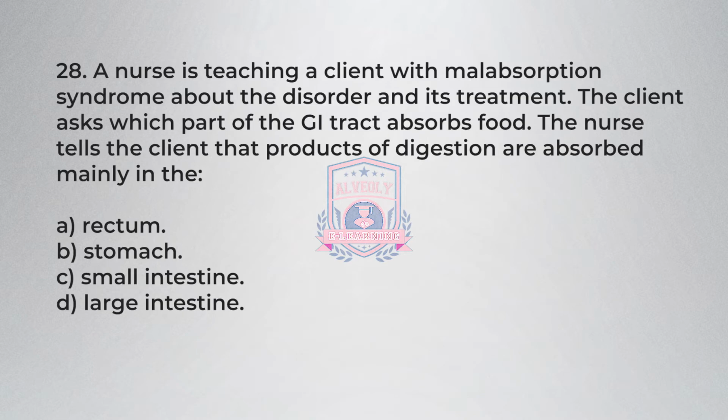Question 28. A nurse is teaching a client with malabsorption syndrome about the disorder and its treatment. The client asks which part of the GI tract absorbs food. The nurse tells the client that products of digestion are absorbed mainly in the A. Rectum. B. Stomach. C. Small intestine. D. Large intestine. Correct answer is C. Small intestine.